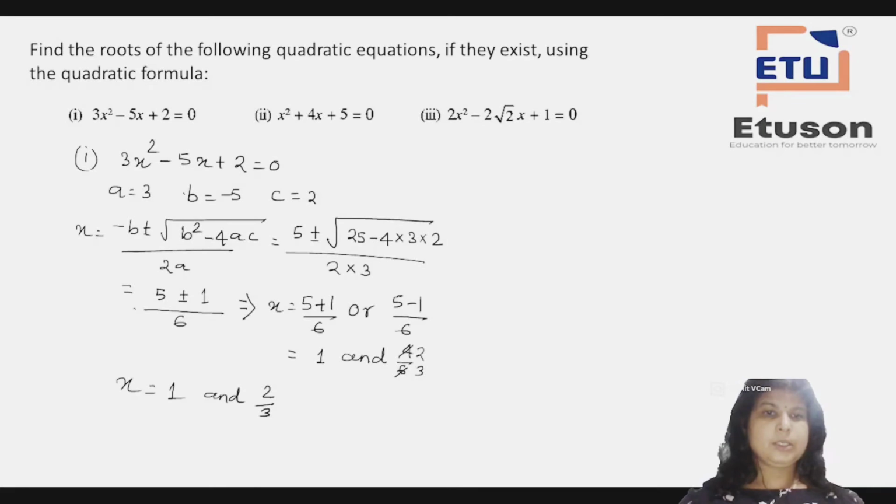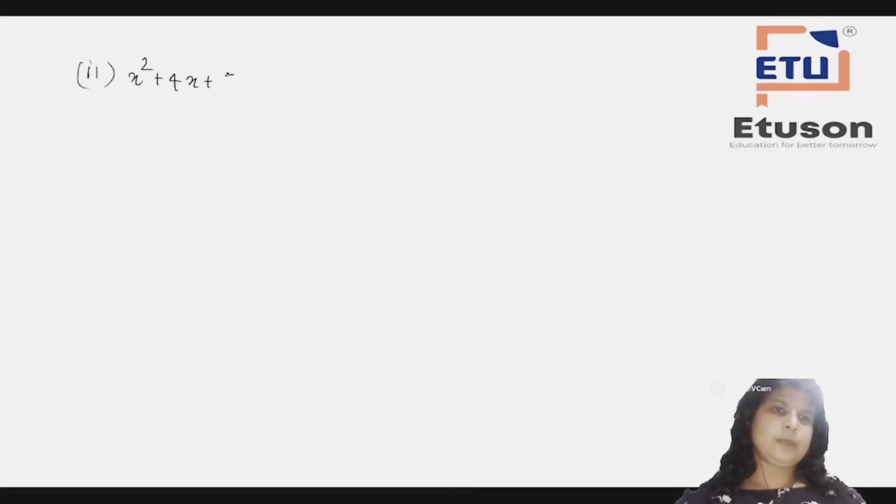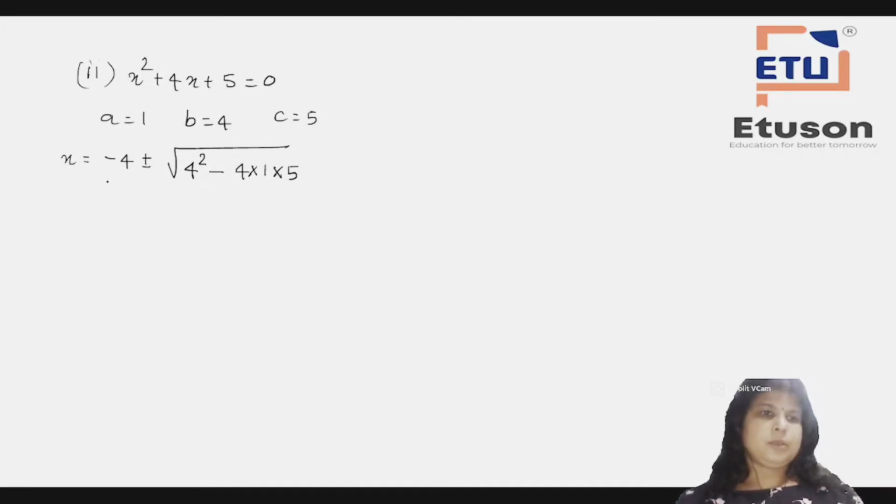What was the question? X square plus 4x plus 5 is equal to 0. So let us write down bit 2. X square plus 4x plus 5 is equal to 0. So you have a is equal to 1, b is equal to 4 and c is equal to 5. So x is equal to minus 4 plus or minus square root of b square, that is 4 square, minus 4ac, that is 4 into 1 into 5, okay, divided by 2 into 1.